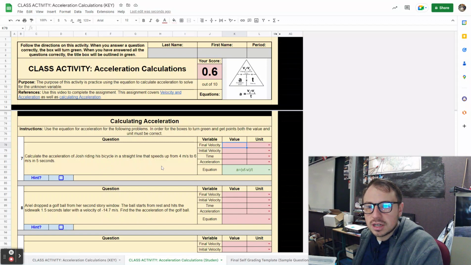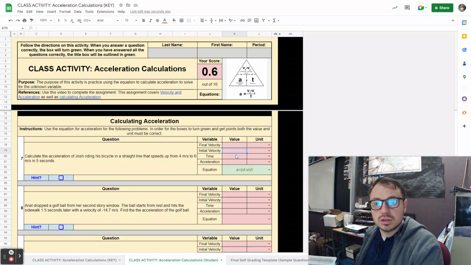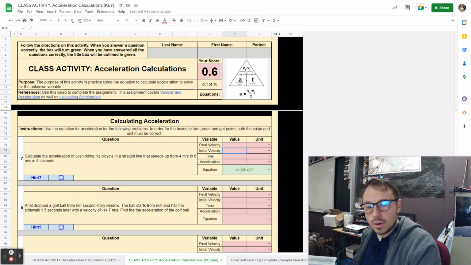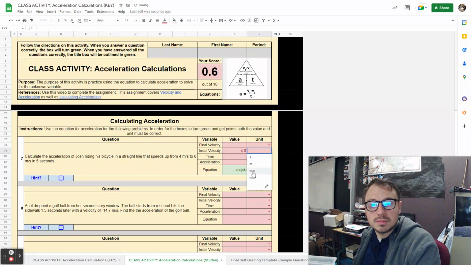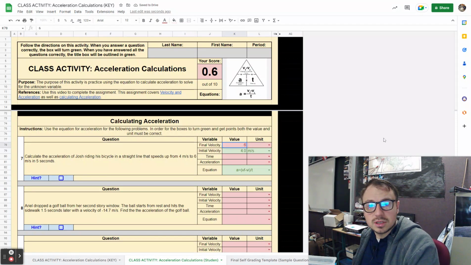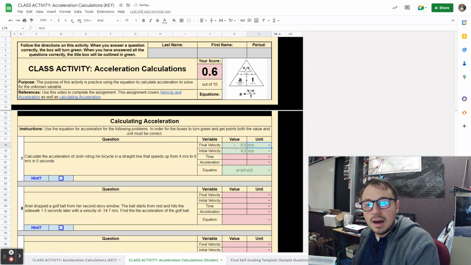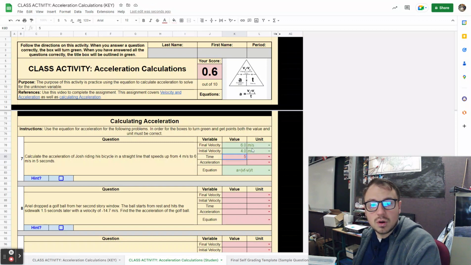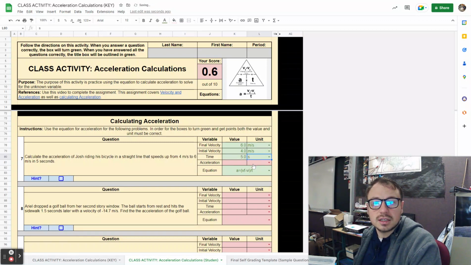So let's just do these, right? So the acceleration, riding on a bike that speeds up from 4 to 6. So let's just do the initial velocity. So this speeds up from 4, and the velocity, the unit is meters per second. And the final velocity, it speeds up to 6 meters per second, right? Now I also know the time, right? So the time is going to be, this takes place over 5 seconds.